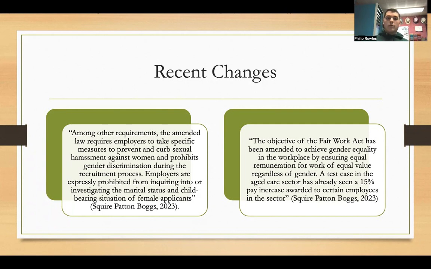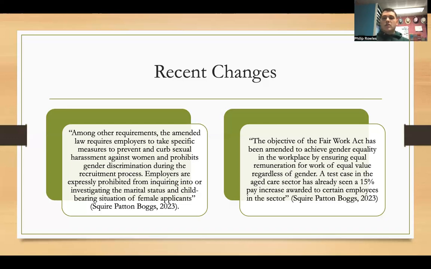And to go further in that quote, employers are expressly prohibited from inquiring into or investigating the marital status or childbearing situation of female applicants. Now, that is really good to hear, because a lot of employers have a preconceived notion that, if someone is married, they're going to have commitments outside of that. If they're in a childbearing situation, they might be pregnant when they're applying or in their interview process. They will have a preconceived notion, this person will work for maybe 3, 4, 5 months, depending on how far along, and then they're going to disappear.